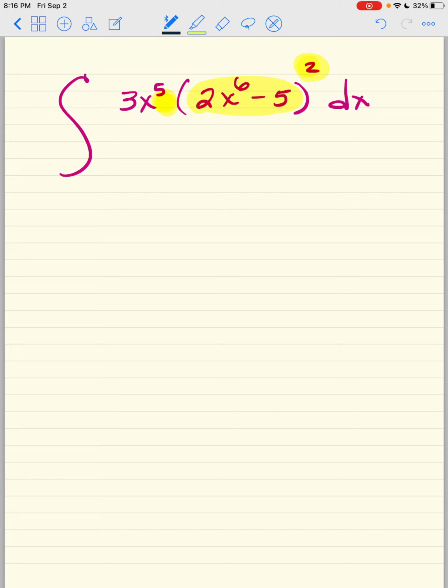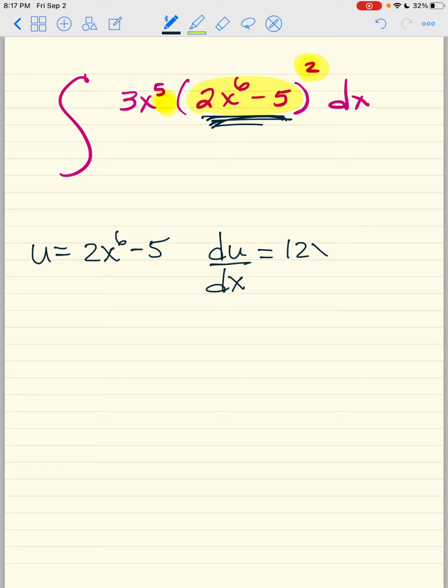So what I'm going to do is I'm going to allow u to be my base. What's my next step after I do my base? I take the derivative of u. The derivative of u is du dx. The derivative of 2x to the 6th is 12x to the 5th. The derivative of negative 5 is 0. We're going to solve for dx. So du equals 12x to the 5th times dx. And then we're going to divide.